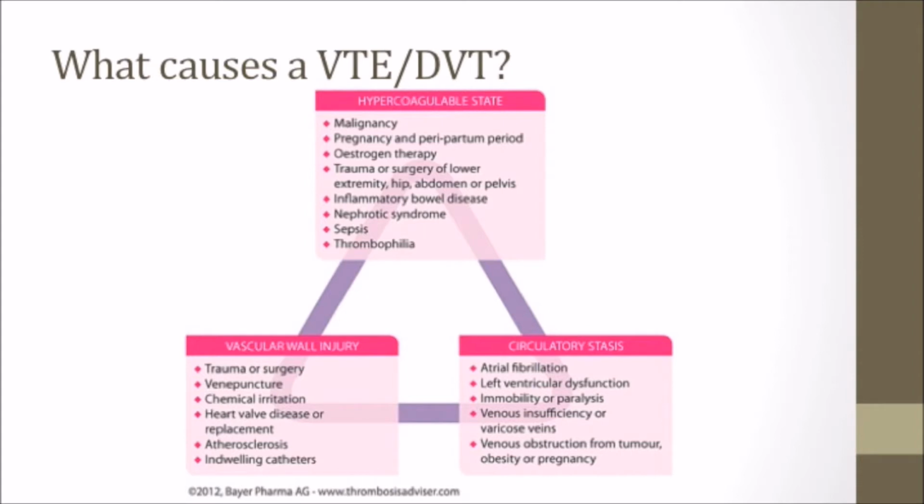Hypercoagulable state and vascular wall injury are also parts of the triad. Trauma or surgery, heart valve disease or replacement, indwelling catheters, malignancy, pregnancy, or sepsis all give a patient a higher risk of developing a clot.